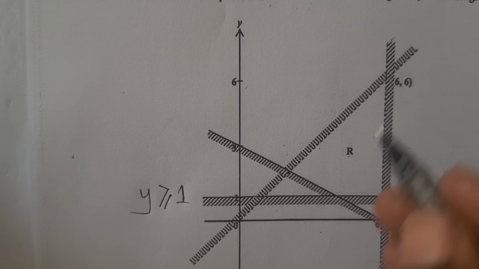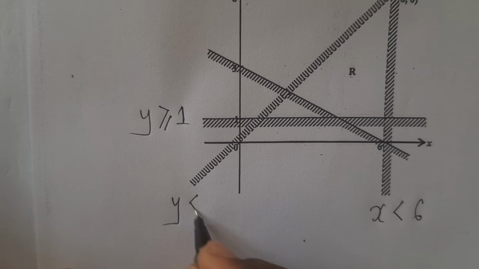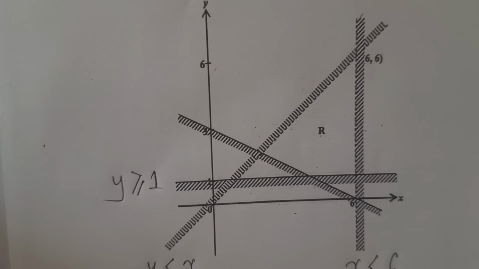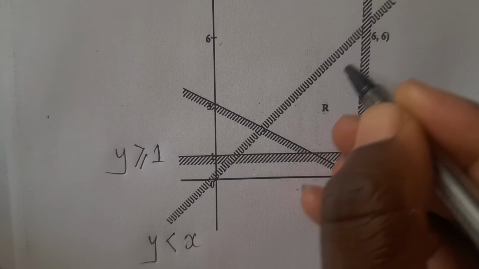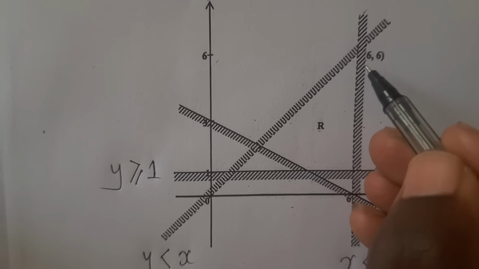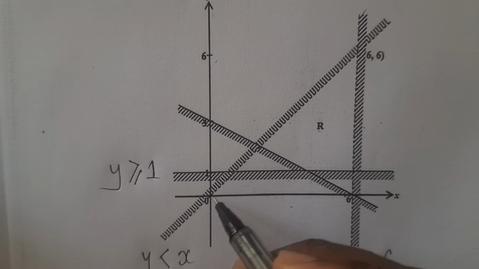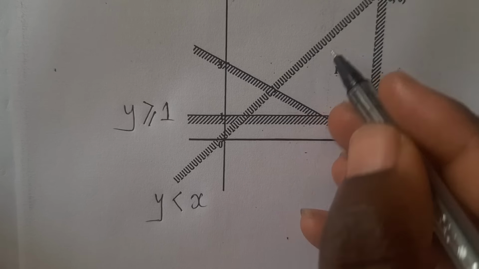I'll also come to this. This is y is less than x. If you want for this one, you can pick the coordinates here, but it's passing at 0. And if you see the other set of coordinates, they are equal. So we've got 6, 6, and it's passing at 0, 0. So for this one, you just say y is less than x because it's dotted.